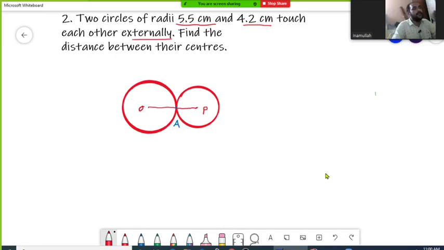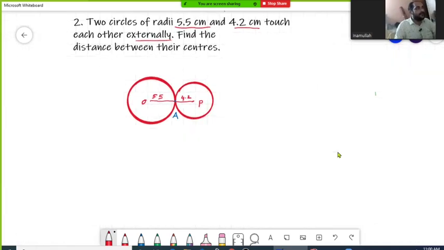O and P are centers of the circles touching each other at point A. This radius OA is actually 5.5 centimeter, radius of the greater circle, and this AP is 4.2 centimeter, and OP is the distance between their centers. So here we will mention everything because names are not given in our question.